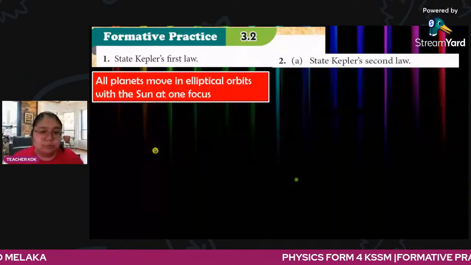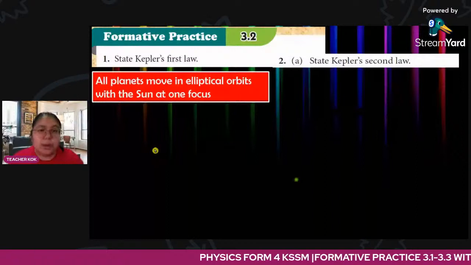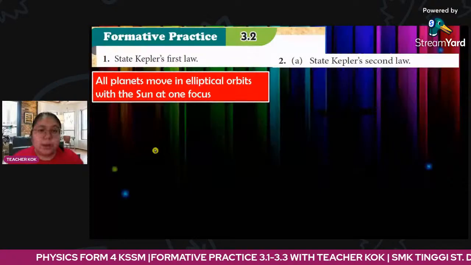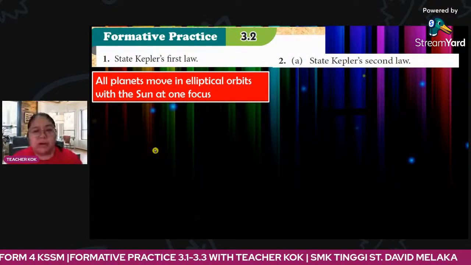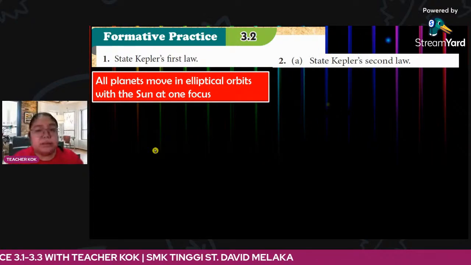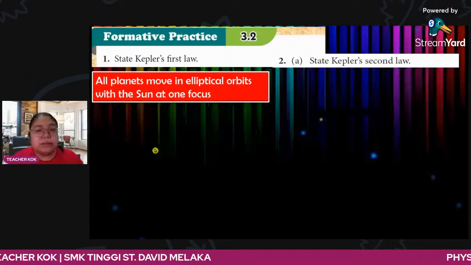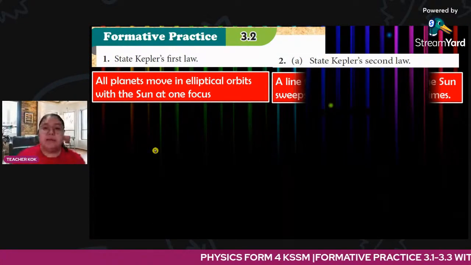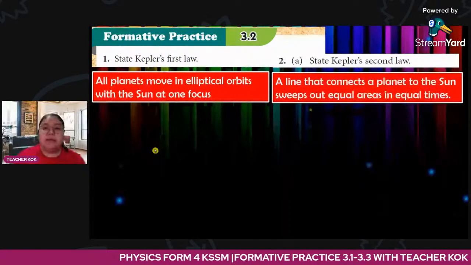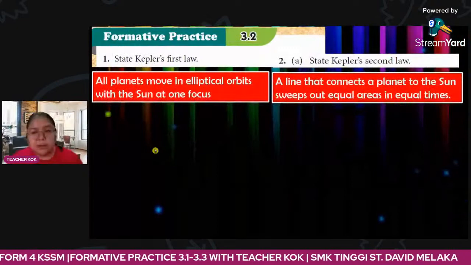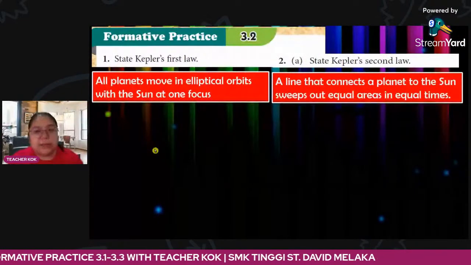Okay, so how about Kepler's second law? Kepler's second law is talking about the area. The area swept from the planet along AB, and another from the planet along CD. They're talking about the area and also the time taken when they move. Then we see Kepler's second law: a line that connects a planet to the sun sweeps out equal areas in equal times.